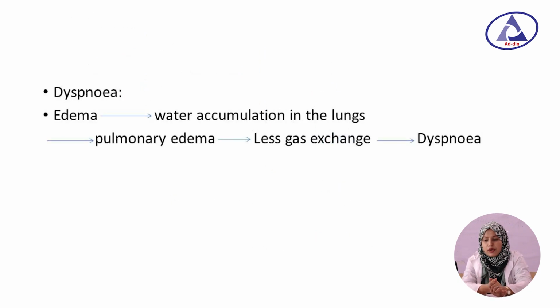Now, how does dyspnea occur? When edema accumulates excessive fluid in the lungs, as a result there is pulmonary edema. There is less gaseous exchange in the lung, which causes dyspnea.